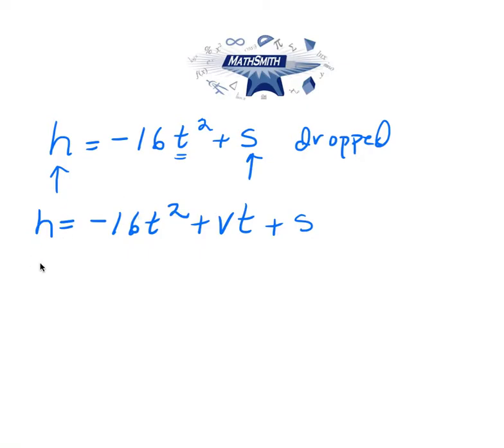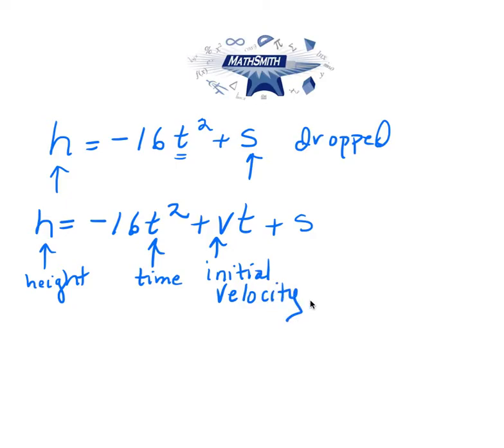So h is the height that the item ends up at. T is going to be time. V is going to be our initial velocity. So if we're throwing something up, how fast are we throwing it up to begin with? That's initial velocity. And remember, velocity tells us whether it's going up or down. If it's going up, it's a positive velocity. If it's falling down, it's a negative velocity. And then s here is going to be our initial height. That's still the same as it was before.